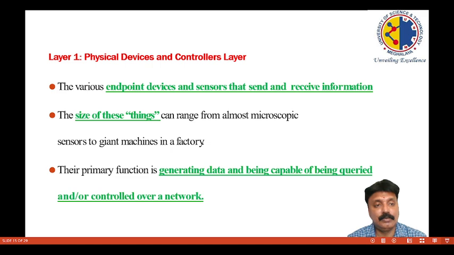Now we can see it layer by layer. Layer number one, physical devices and controllers. The endpoint devices and sensors, which we have seen already, can range in size from almost microscopic sensors to giant machines in a factory. So it may range from the very minimum to the maximum size, and a large number of devices will be utilized here. Their primary function is generating data and being capable of being queried or controlled over a network. That is the physical devices and controllers layer.